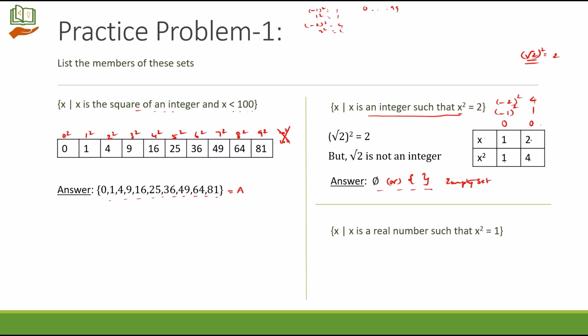What about the third one? X is a real number such that x square is equal to 1. 1 square is equal to 1, minus 1 square is equal to 1. You have two possibilities of getting 1 when you use x square. The set elements will be 1 and minus 1 for this particular description.